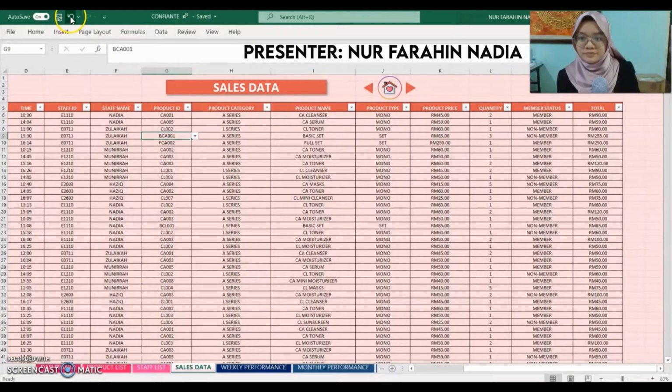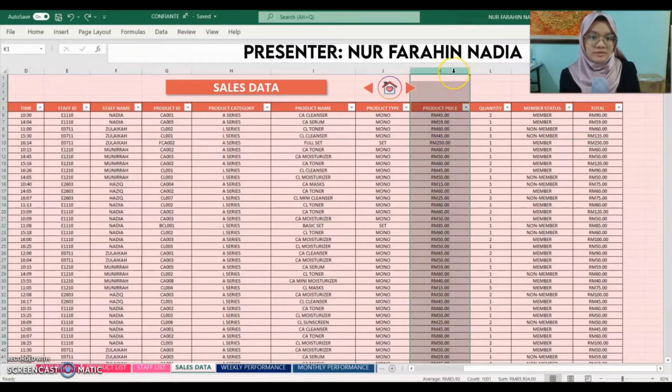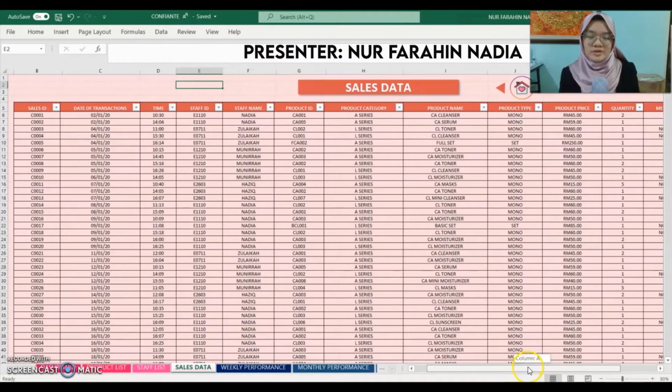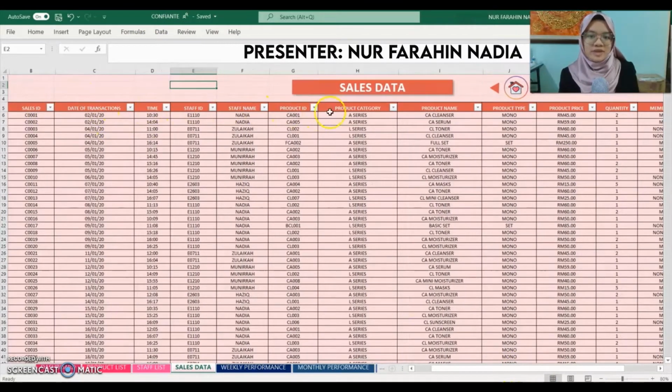And the total here will also automatically change as we change the quantity and price, as this function helps us to subtract the column of product price or column K and the column quantity or column L here. And lastly, we use filtering at each of the attribute of field, as you can see here.